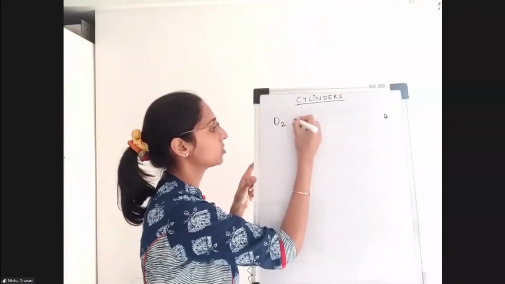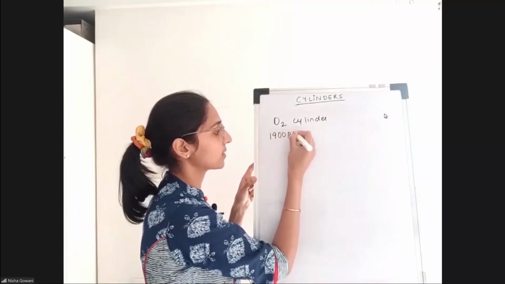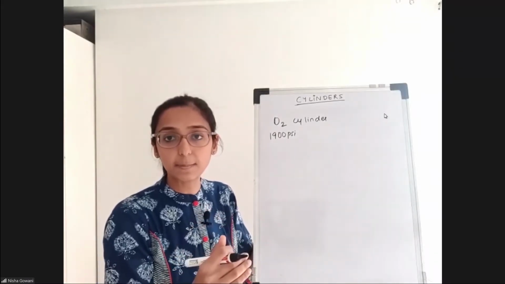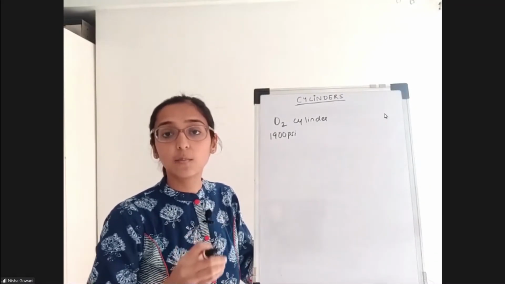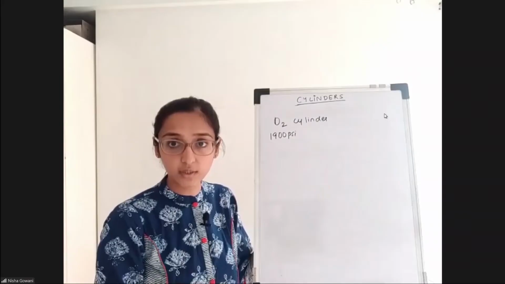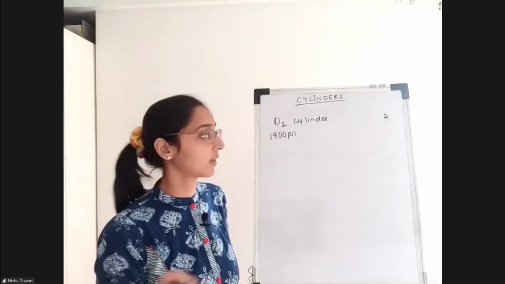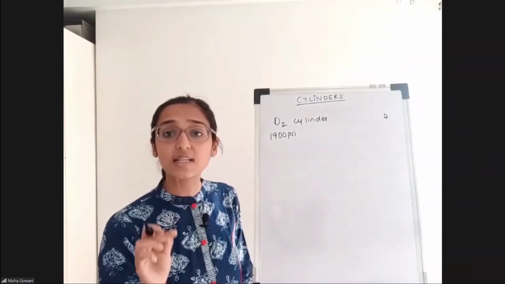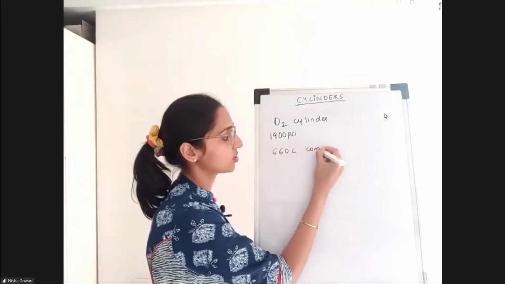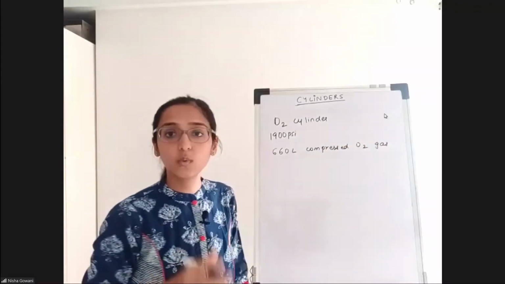So let's see for the oxygen cylinder. The service pressure is 1900 psi. The service pressure can also go up to 2200 psi. That is, 10% extra can be filled into the oxygen cylinder. This is specific only to the oxygen cylinder. So if it is filled 10% extra, you will get 2200 psi. The oxygen cylinder has got 660 liters of compressed oxygen gas, O2, in the gaseous form within the cylinder.